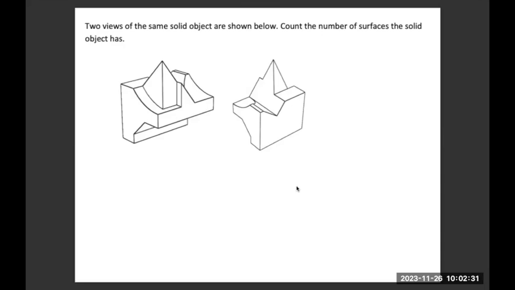You're given two different views of the same object. A 3D object is given to you. What you have to find is the number of surfaces that this solid object has. Please type your answers in the chat box. We'll sort this together later.